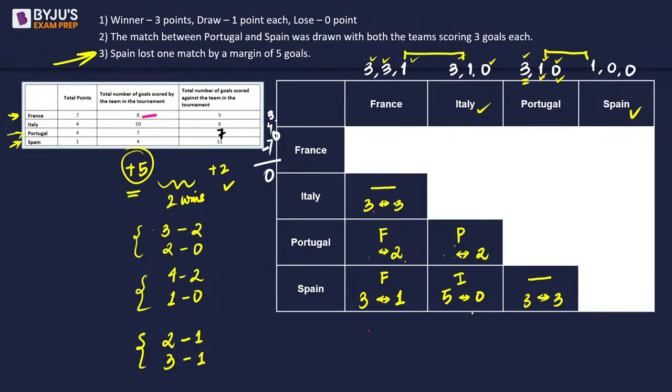and the number of goals against Italy is supposed to be 6. So ये 3 + 3 is 6 + 0. तो इटली के अगेंस्ट भी 6 गोल्स हो चुके हैं.